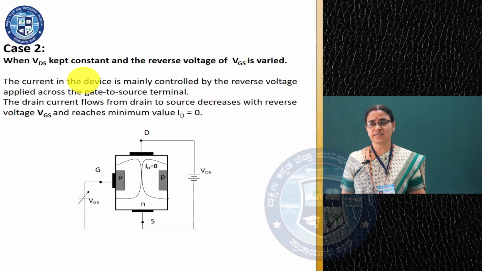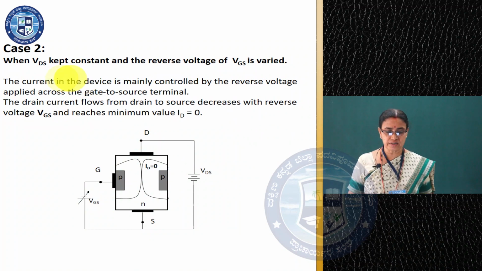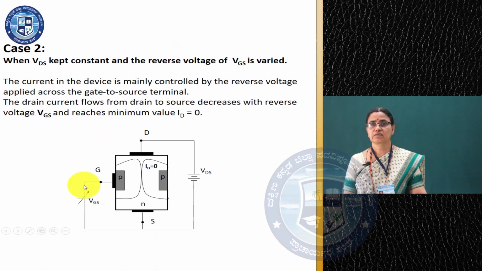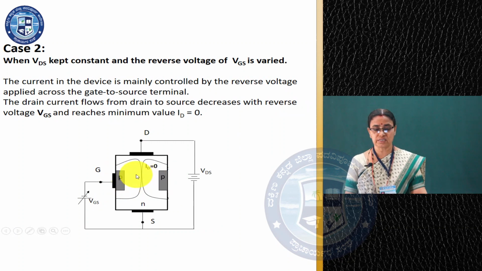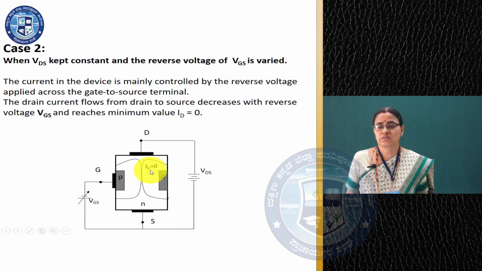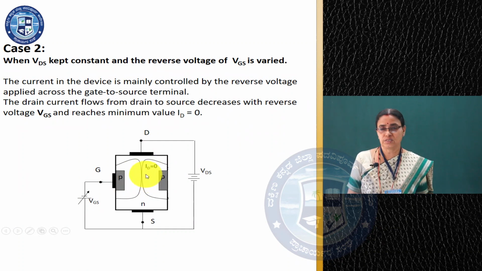Case 2: VDS is kept constant and VGS is varied. Now it should be connected in reverse bias here at the gate: the positive is connected to the negative type, and the negative is connected to the positive. Now with reverse bias, you know the depletion region will increase at the junction. So we have to consider both sides. At one particular point, they touch each other. At that point ID is equal to 0, the current flowing through the circuit is equal to 0.